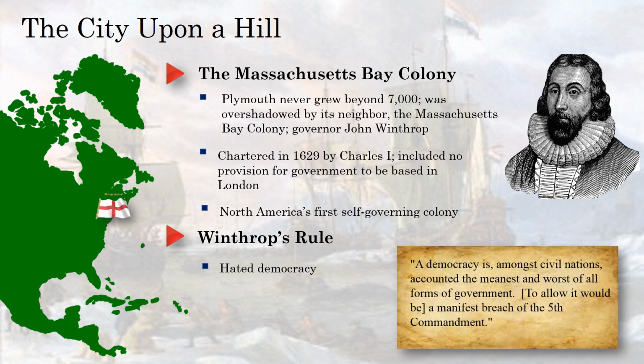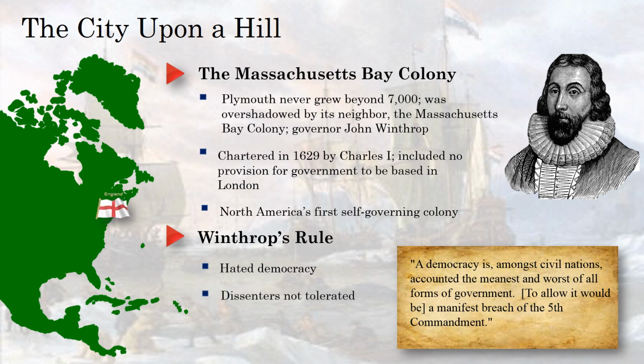He writes, "A democracy is, amongst civil nations, accounted the meanest and worst of all forms of government. It would be a manifest breach of the Fifth Commandment." So he thought very little of the idea that human beings were suited to rule themselves. He thought that God's rule was much to be preferred.